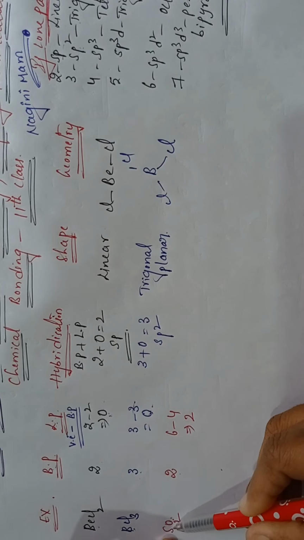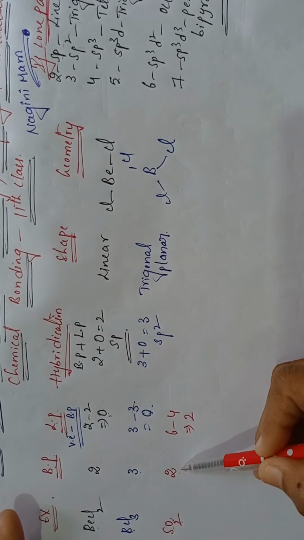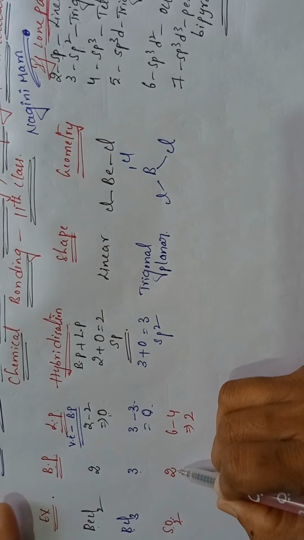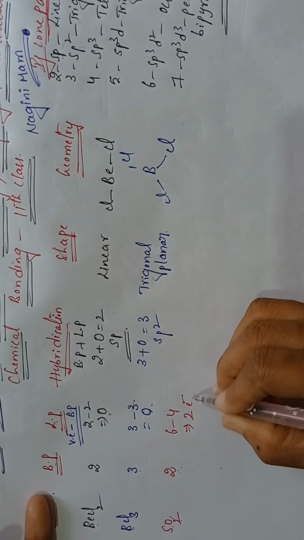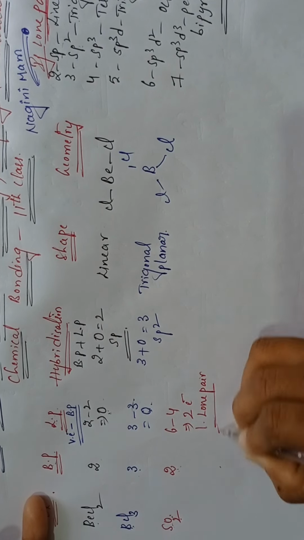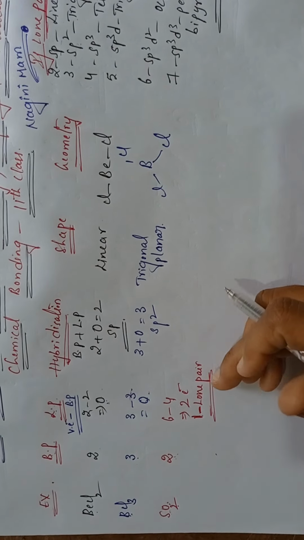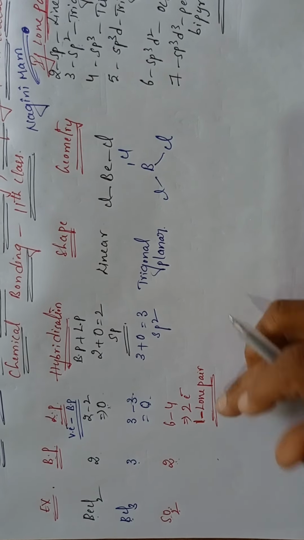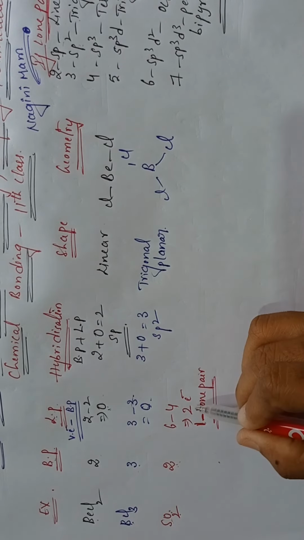That means 6 valence electrons of sulfur minus 2 into bond pairs. Are you clear? 2 into bond pairs you have to take. Bond pairs 2. 2 into 2 means 4. 6 minus 4, 2 electrons. 2 electrons means 1. How many lone pairs? 1 lone pair. Clear? One lone pair, students. Only 1 lone pair. So here lone pair is present. Lone pair is present.